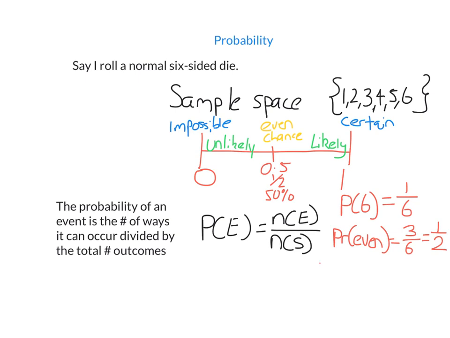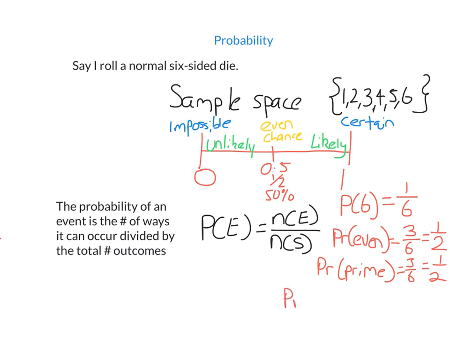So let's say the probability that I get a prime number. Let's count the number of ways it can happen. We've got 2, 3, or 5. They're the prime numbers. So there's 3 ways that I can get a prime number out of 6 outcomes in total. So once again, that is half.